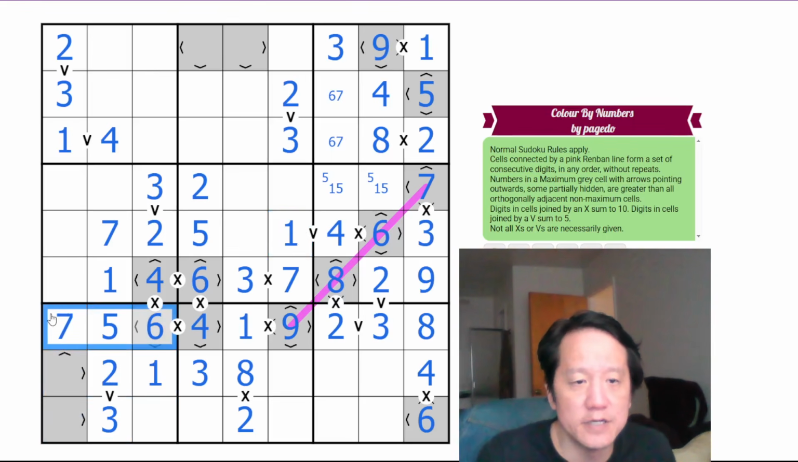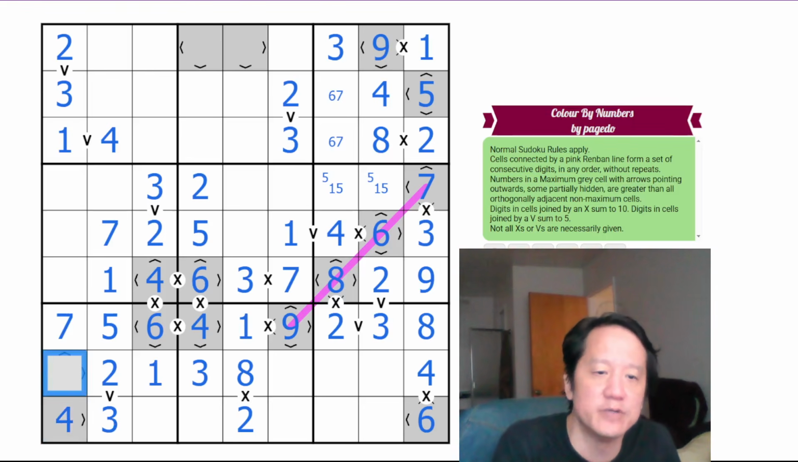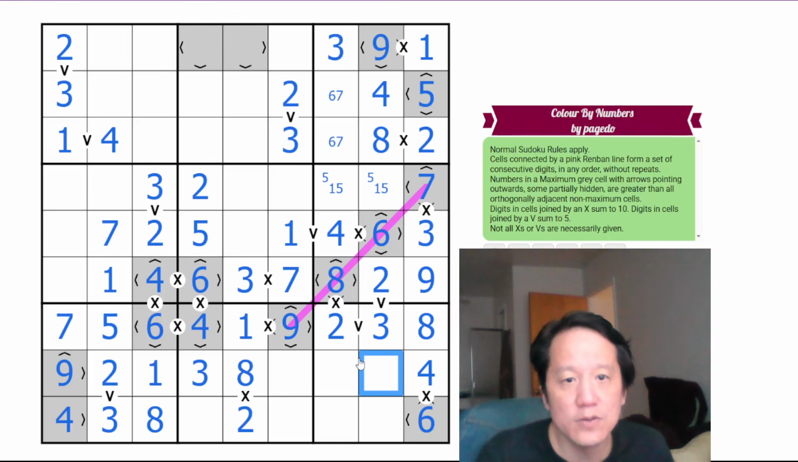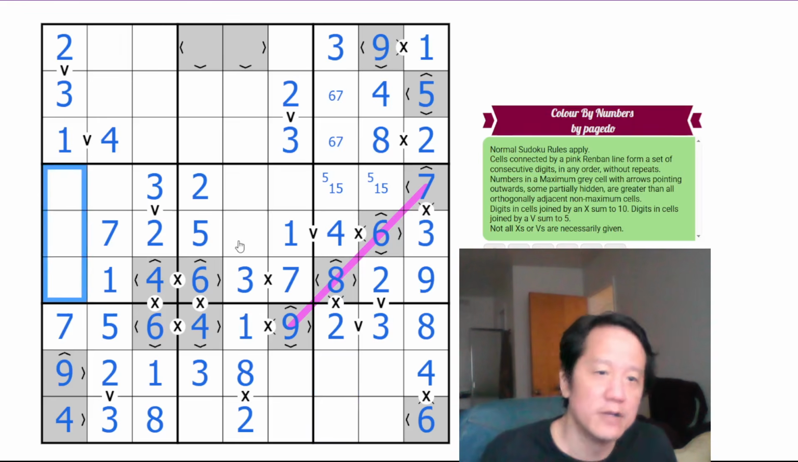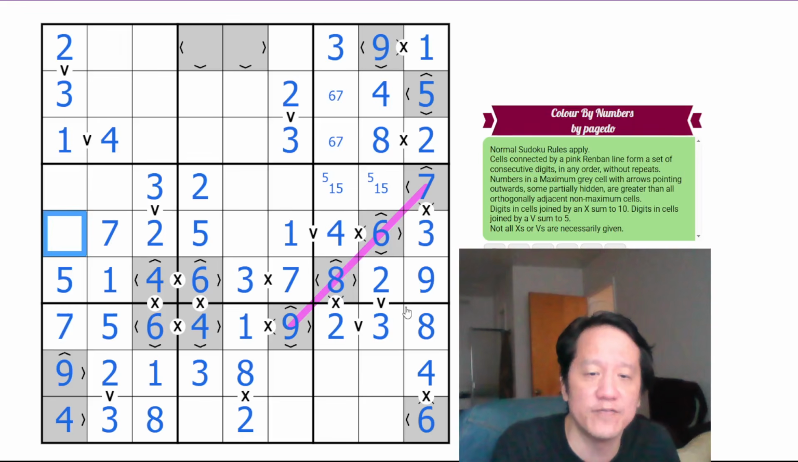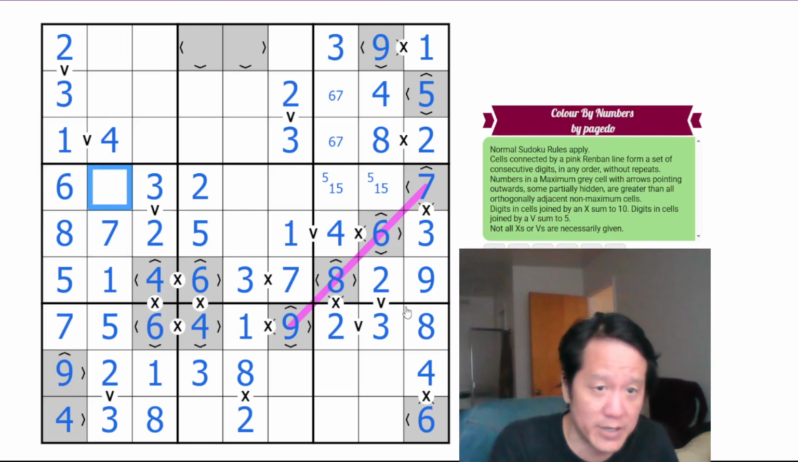Remaining digits in this lower left-hand box are 4, 8, and 9. 4 obviously can't be here, so 4 has to be there. This can't be 8 because of 8 in the row, so this is 9, which makes this 8. Remaining digits of column 1. We have 5, 6, and 8. This can't be 6 or 8 because of 6 or 8 in the row, so that's 5. This can't be 5 or 6 because of 5 or 6 in the row, so that's 8, which makes this a 6. That leaves the remaining digit in this left central box as a 9.